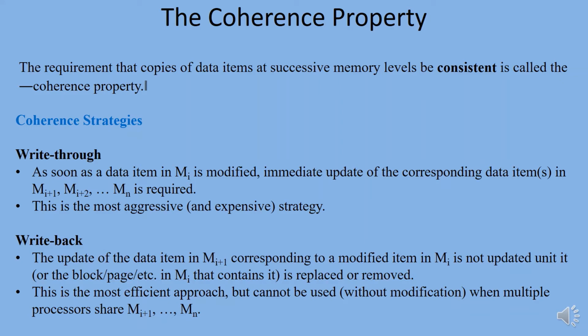Frequently used information is often found in the lower levels in order to minimize the effective access time of the memory hierarchy. In general, there are two strategies for maintaining the coherence in a memory hierarchy. The first method is called write-through, which demands immediate update in Mi+1 if a word is modified in Mi.